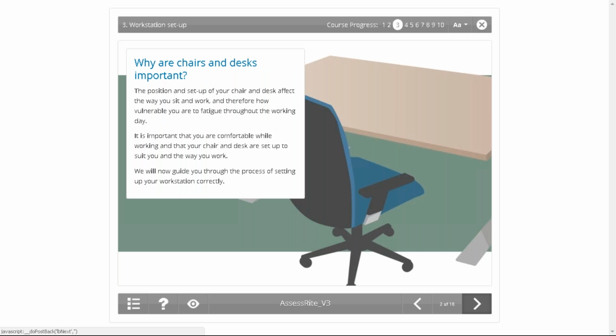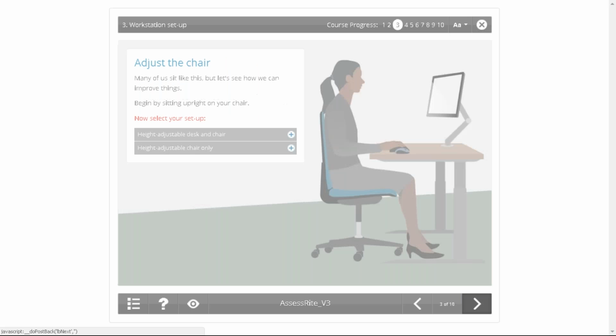So why are chairs and desks important? The position and setup of your chair and desk affect the way you sit and work, and therefore how vulnerable you are to fatigue throughout the working day. It's important that you're comfortable while working and that your chair and desk are set up to suit you in the way that you work. We'll now guide you through the process of setting up your workstation correctly.